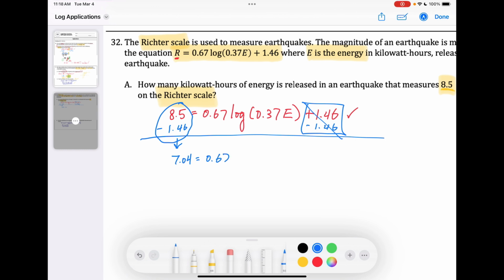That is equal to 0.67 log of the 0.37E, okay? Now remember, what is my goal? My goal is to figure out the E. Everything else needs to go away. So think about the housekeeping. Both sides, I'm going to divide by 0.67. Both sides, I'm going to divide that. So that cancels out.